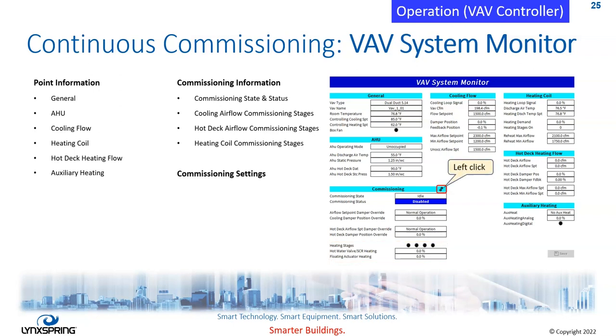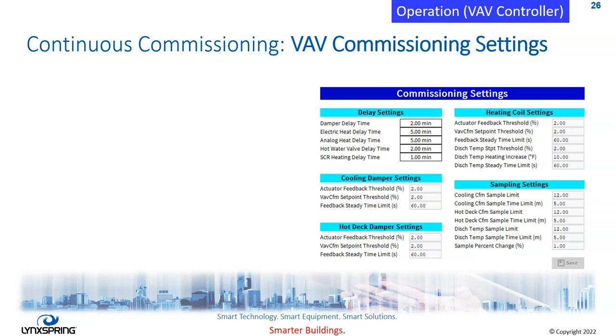If you left click on the gear, this will bring up a pop-up dialog box for the commissioning settings. You use these settings to fine-tune the commissioning depending upon the unique VAV box parameters. So we have the delay settings, which are the damper delay, electric heat delay, analog heat, hot water valve, and SCR. The damper delay time is the time that the damper must reach a desired position or airflow to achieve the set point before failing the test.